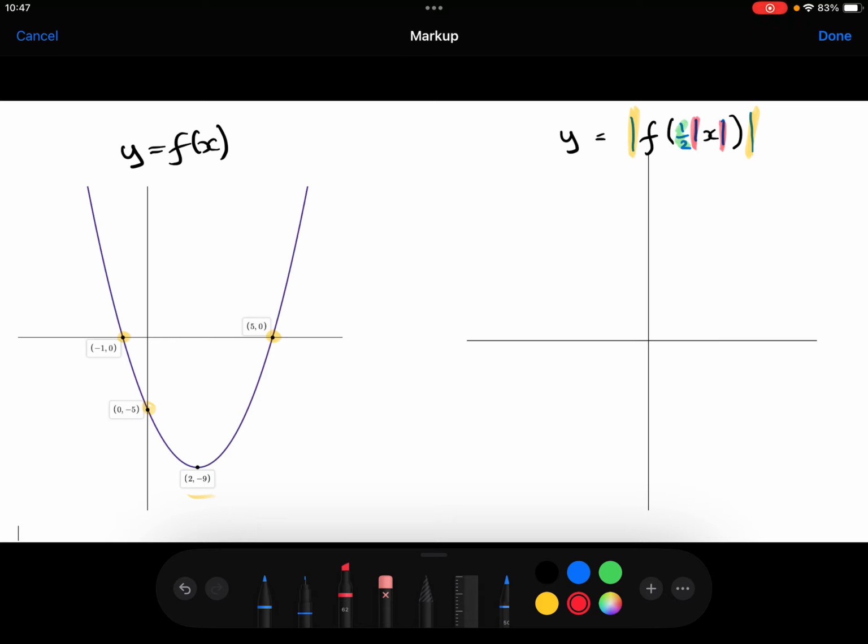So let's go through this stage by stage. I'm going to focus on the inside bit first. So I'm going to draw the graph of the modulus of f of the modulus of x. So that's where the positive part of the graph, this bit of the graph here, is unaffected. So that's going to look exactly as it currently does. I know this is the point minus 5.